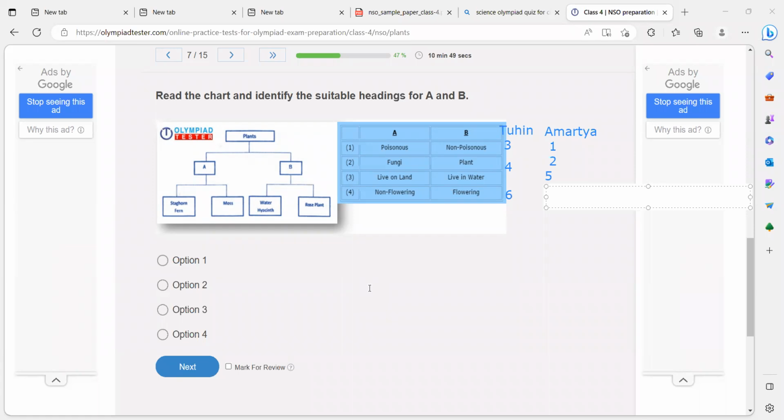Okay. Ma'am, you can see rose plant is non-poisonous. Rose plant is a plant. Rose plant gives us flowers, but rose plant does not live in water. Living in water means it wants water. You can see, it lives on land. The rose plant lives on land.